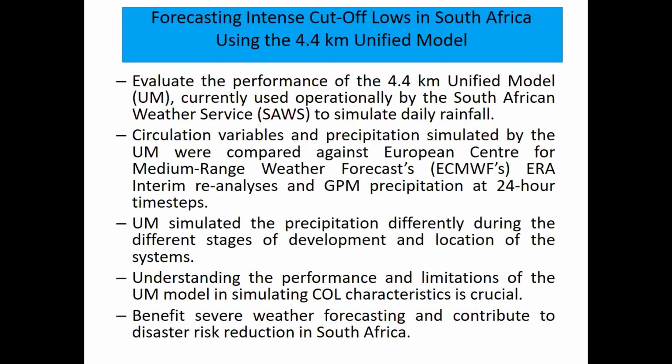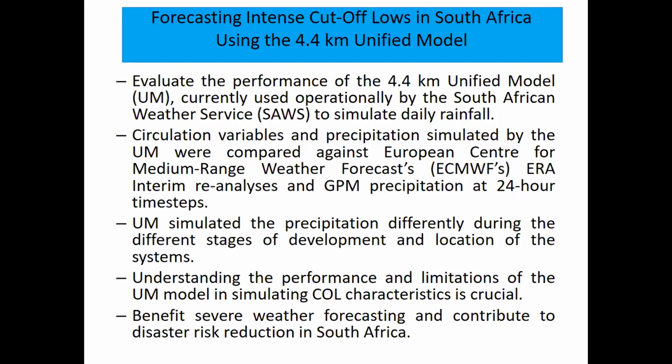So you find that circulation variables such as precipitation, simulated by the UM model, were compared with the ECMWF's ERA-Interim reanalysis precipitation. So we compare reanalysis data and model data to see if the skill of this weather model was able to predict the center position of this weather system, and also the amount of rainfall to be brought by this weather event.